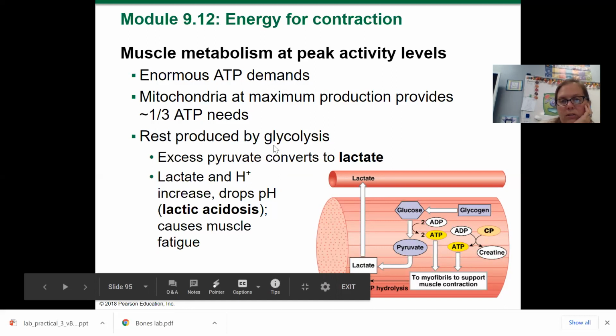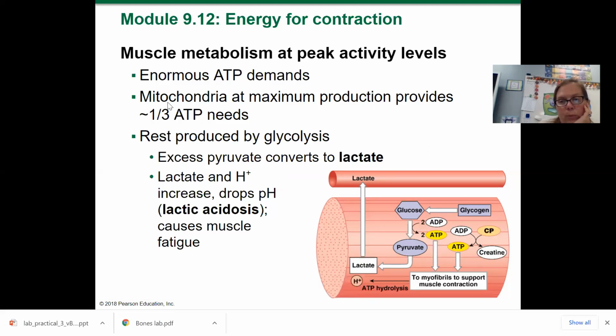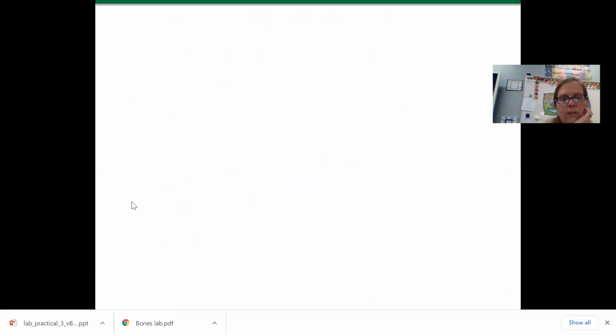So as soon as we slow down our peak activity and start breathing more oxygen, those mitochondria can go back to aerobic respiration. All right, that's it for this one. Short and sweet. The last one, we'll cover the rest of the chapter.